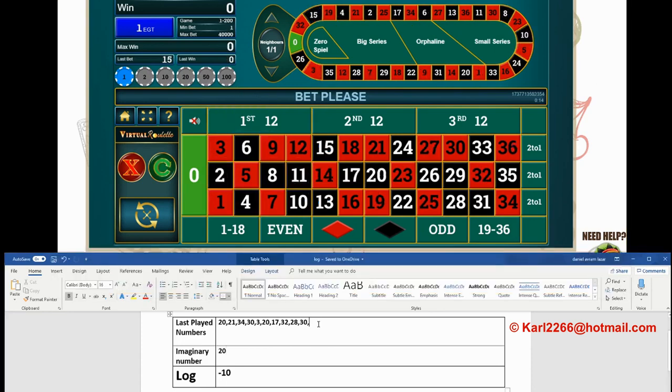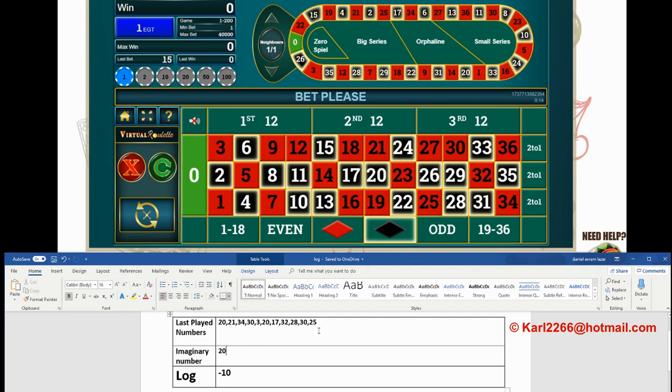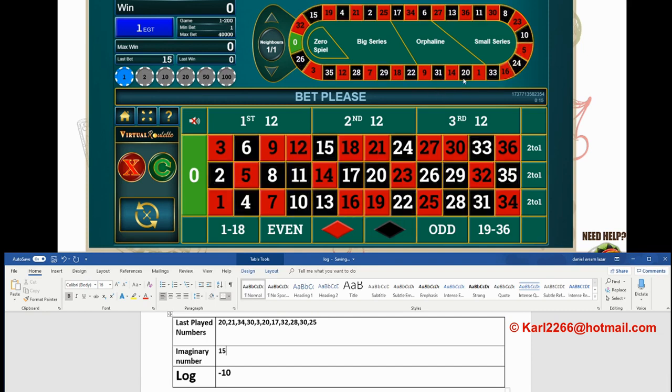And let's say we got a new winning number, which is number 25. And it's exactly the terminals from number 20. So we still minus 10, okay? So that means we got a new imaginary number, which is number 15. Why? Because 25 minus 10 is 15. So now we have to work with 15. So terminals from 15 are 20.